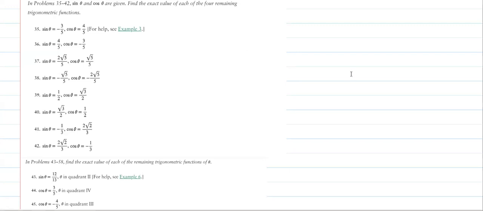So let me copy down these questions. The first one, what is given to you is sine theta is given to be negative 3/5. Cosine theta is 4/5. The question is asking you, find the value of the remaining trig functions.